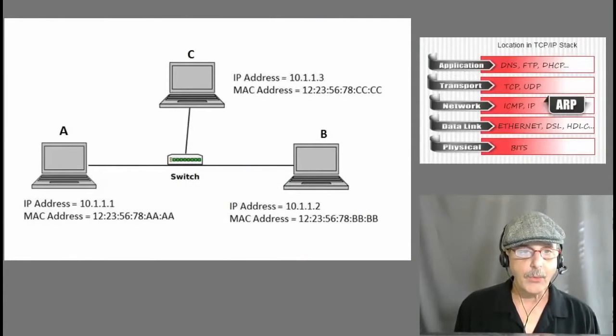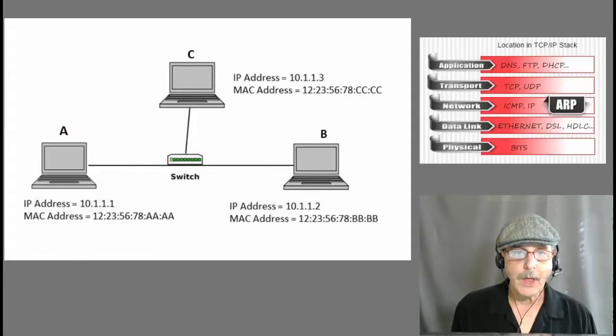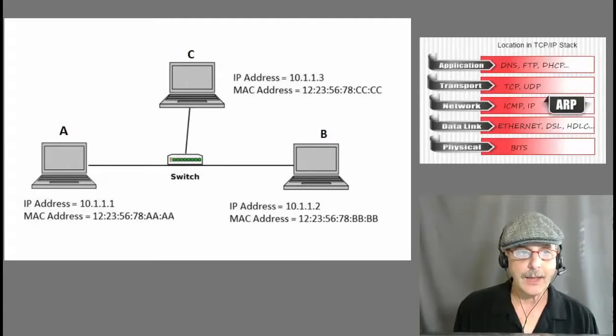Here we see a LAN with 3 computers on it. Notice that each computer has 2 addresses, an IP address and a MAC address. The IP address is a logical address that the admin assigns to each host either manually or more likely with DHCP. The IP address is 32 bits long and is on the network layer of the TCP/IP stack.